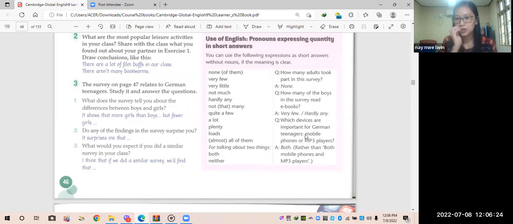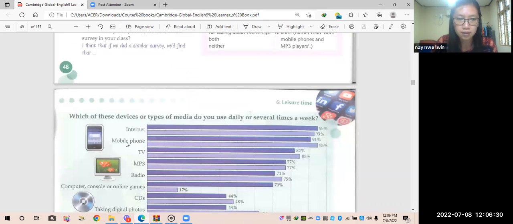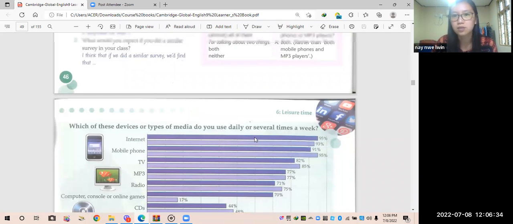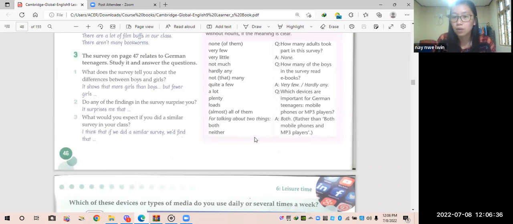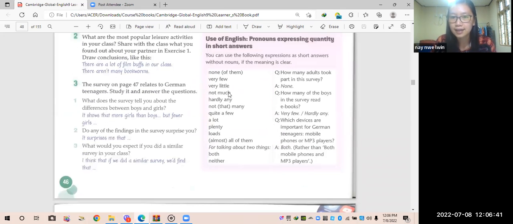And which device is important for German teenagers? Mobile phone or MP3 player? So the answer is both. So they have the same, right? So mobile phone and MP3 player. So the percentages are not that different. So we can say almost the same or both. It's okay. So just like that, you can use these phrases to give the answer for number 4.